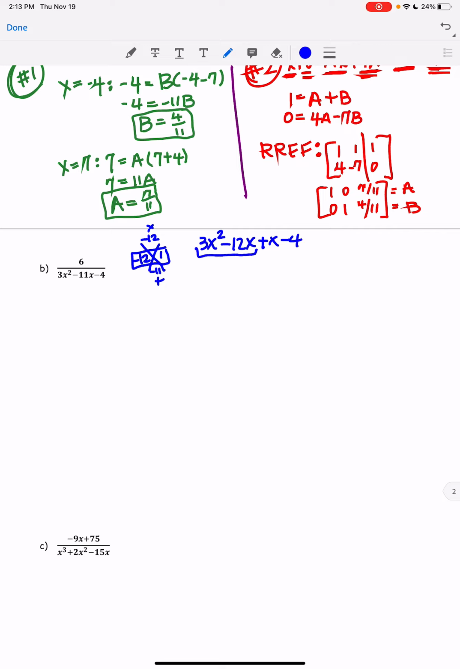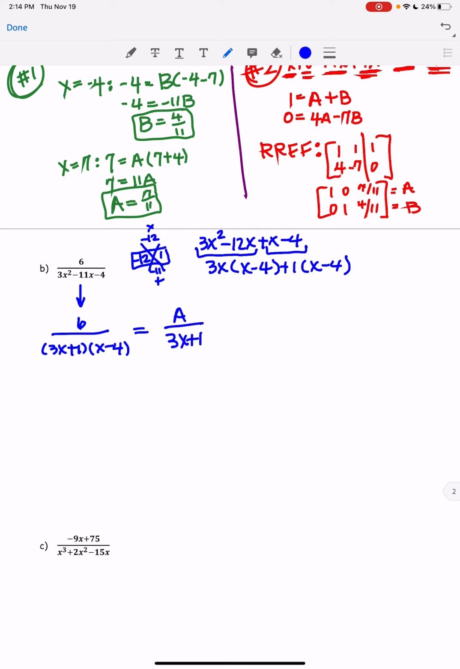So in this first group, we can take out a 3x. That leaves me with x minus 4. So notice that's exactly what I have here. So my GCF is 1 to leave me with an x minus 4. So this factors to become 3x plus 1 and x minus 4. It does not matter what's in the top here. This will always be A over 1 multiple plus B over the second multiple.